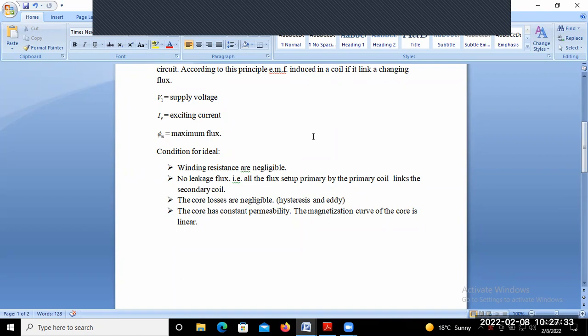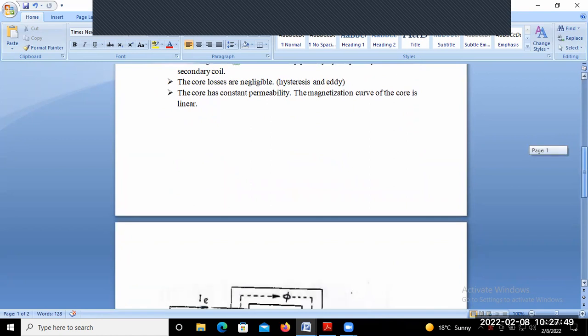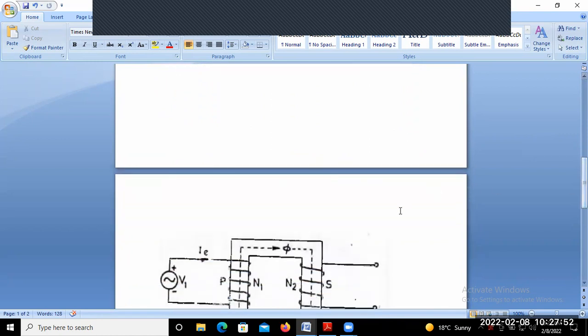If we want to represent the instantaneous value of the supply, how can we represent it? We represent the RMS value by V1. To represent this voltage in instantaneous form, small v is equal to V maximum sin omega t. That represents the instantaneous value of the voltage.